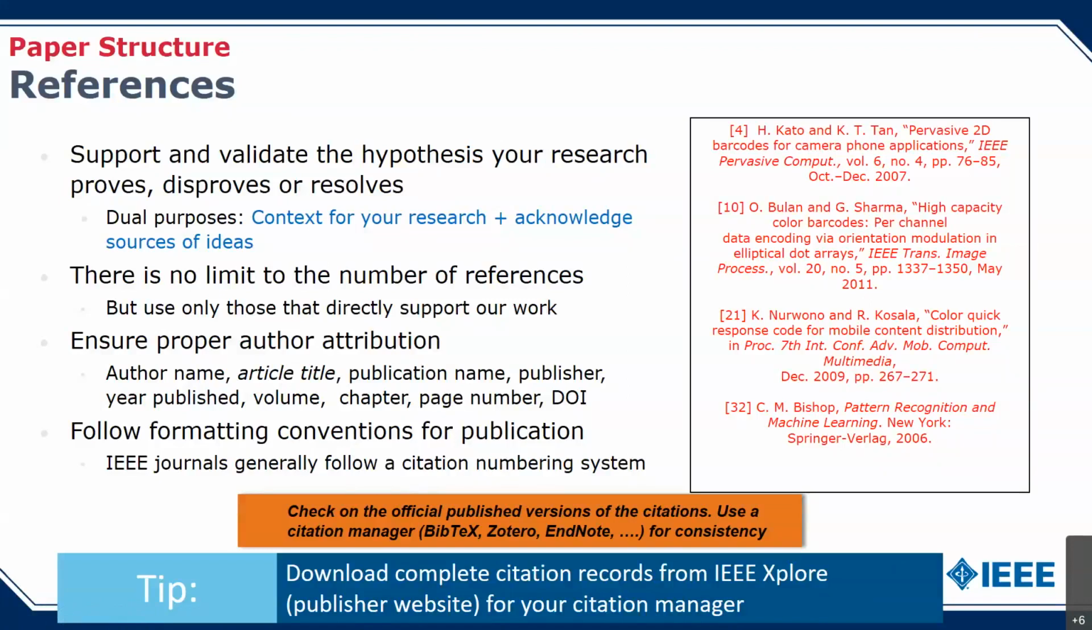A strong recommendation I would have is to use a citation manager like BibTeX, Zotero, EndNote, Mendeley, whatever you are comfortable with, for consistency. A good tip in this regard is to download the complete citation record for IEEE publications from IEEE Xplore. If there are other publications, download them from the publisher's website. That way you have the complete and authentic version rather than relying on incomplete information you may find elsewhere, in places like Google Scholar, for example.